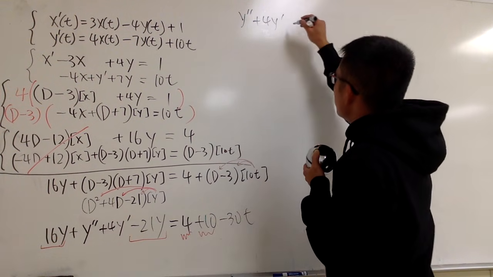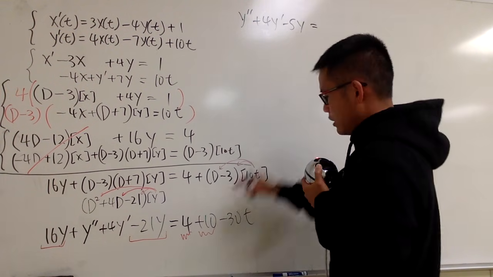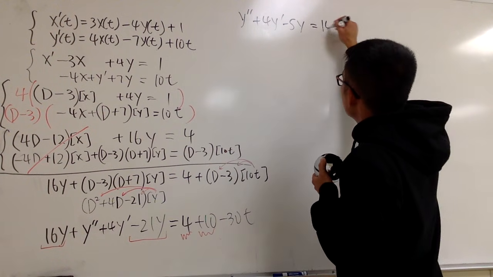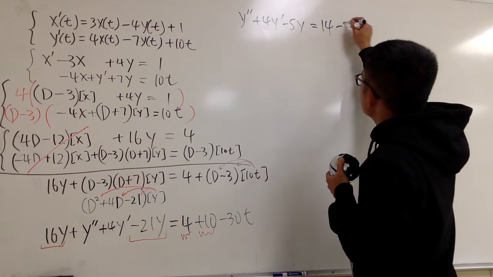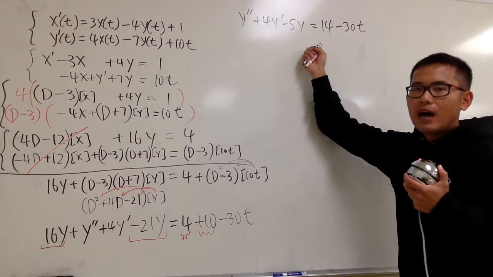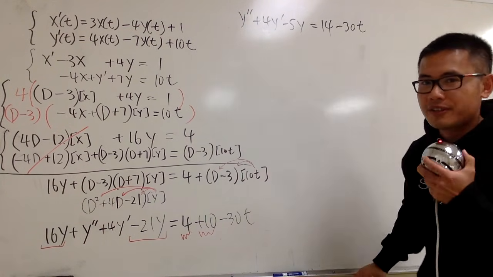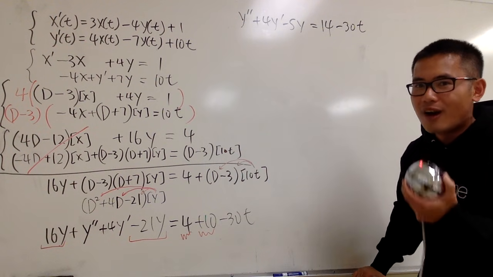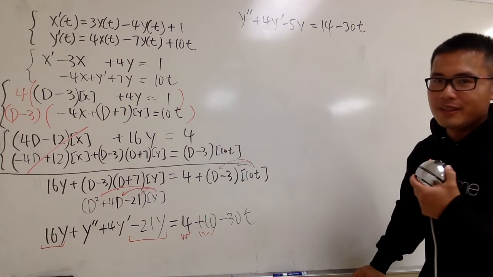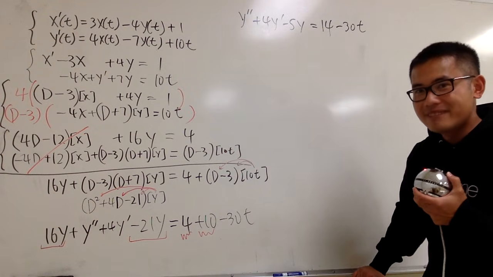This and that becomes minus 5y, and then this is equal to 4 plus 10, which is 14, and then we have the minus 30t, okay? And now, how can we solve this? Well, you can change this to the characteristic equation, and you have the r, and then you can solve for r, and then you can find the yh first for the homogeneous situation, right?